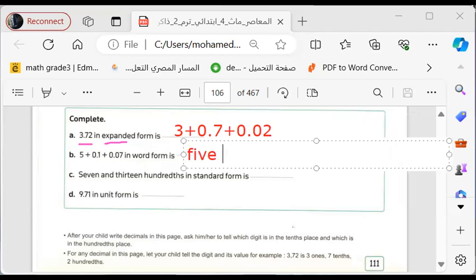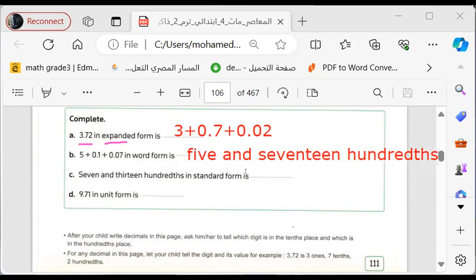How I write it in the word form, this number? Amazing. 5 and 17 hundredths. Bravo. 17 what? Tenths? No, hundredths. Bravo. Super, super. This number in the standard form, 7 and 13 hundredths. Ah, that means 7. 13. That means I write 13. No, hundredths. Oh, that means the decimal world. Bravo. And then the 13.